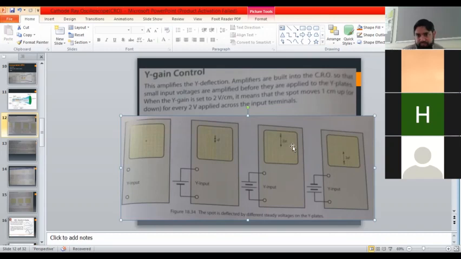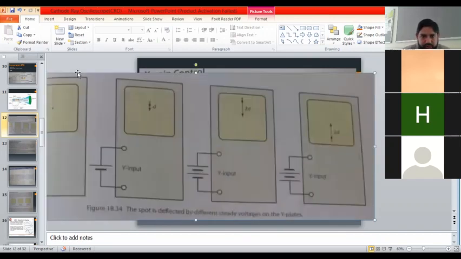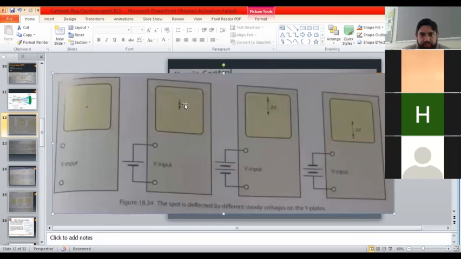ठीक है जी, ऐसे ही होगा. इस डायग्राम को मैं और मैग्नीफाई कर देता हूं. Here deflection of the dot is 2 units. So if I have the scale available, 2 volts per division, so that 2 units deflection will mean 4 volts, and deflection of 4 units will mean 8 volts, and deflection of 4 units downward will mean minus 8 volts.